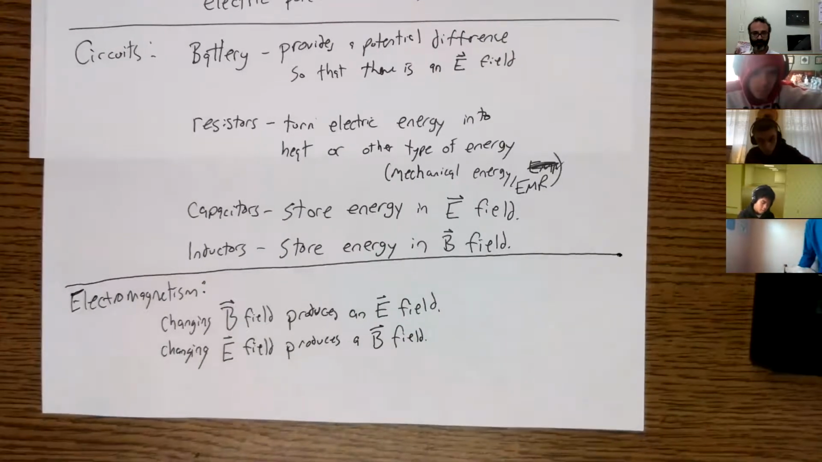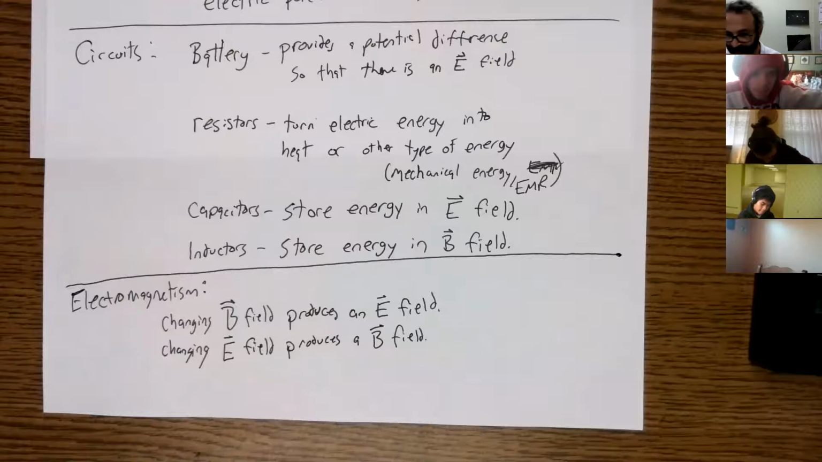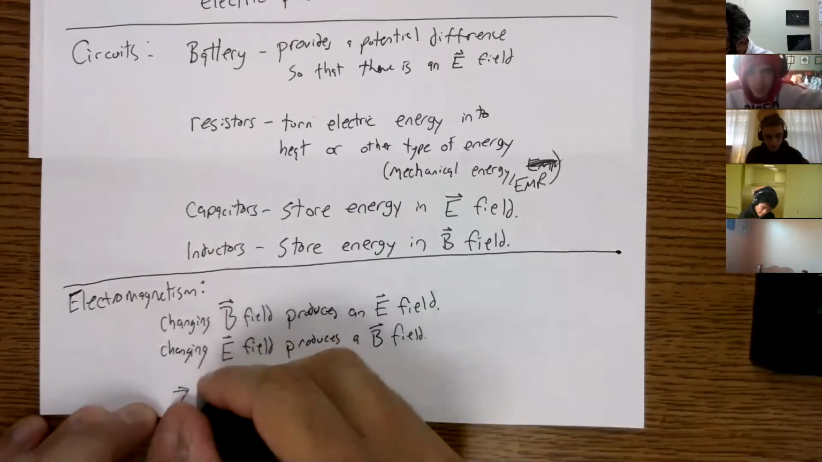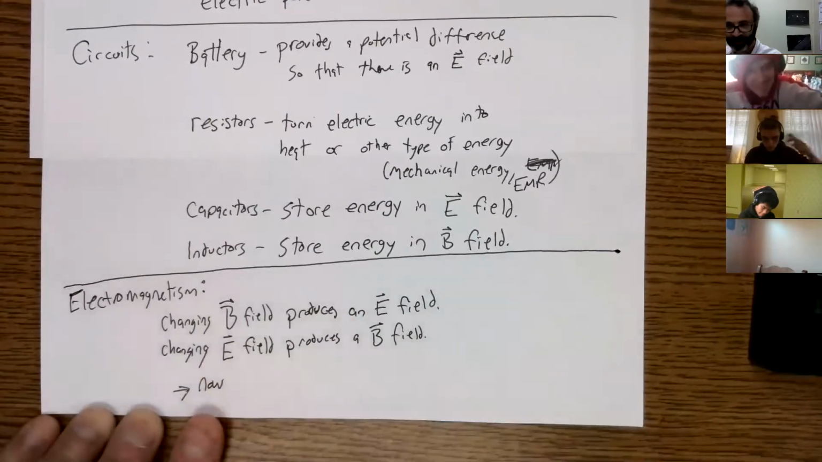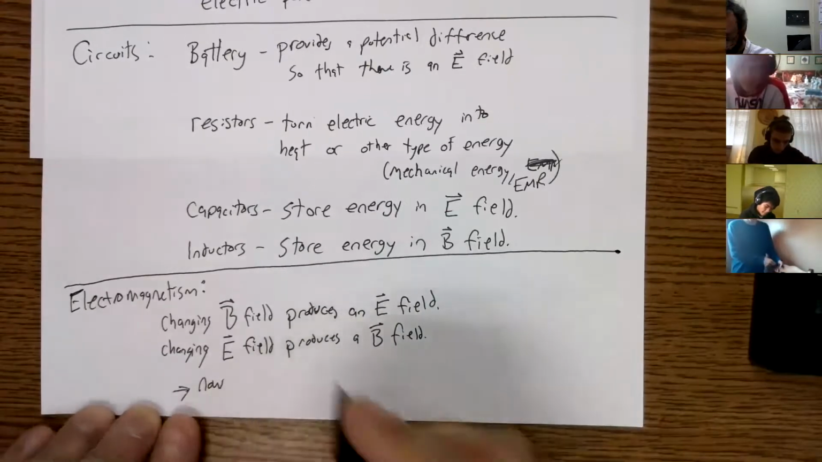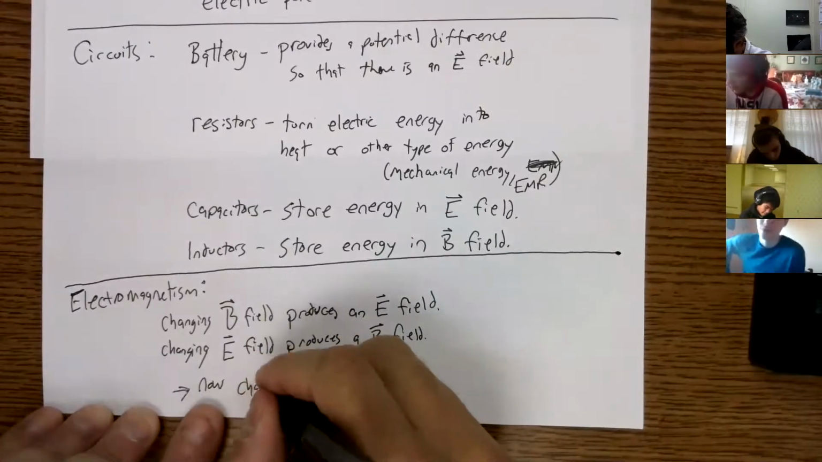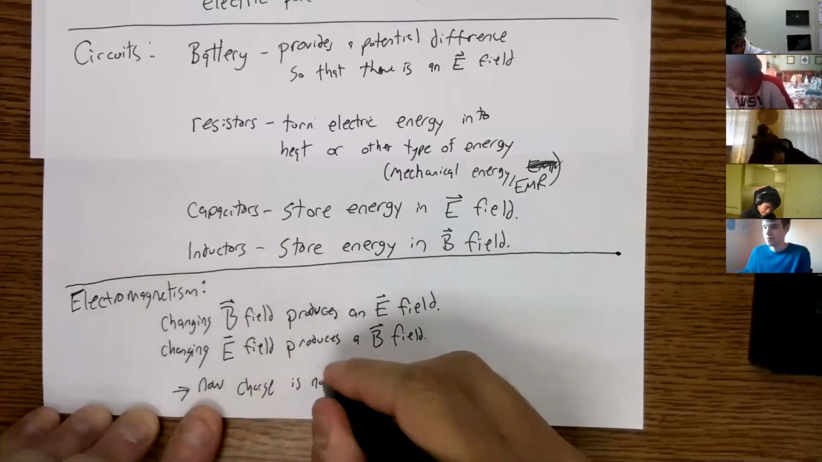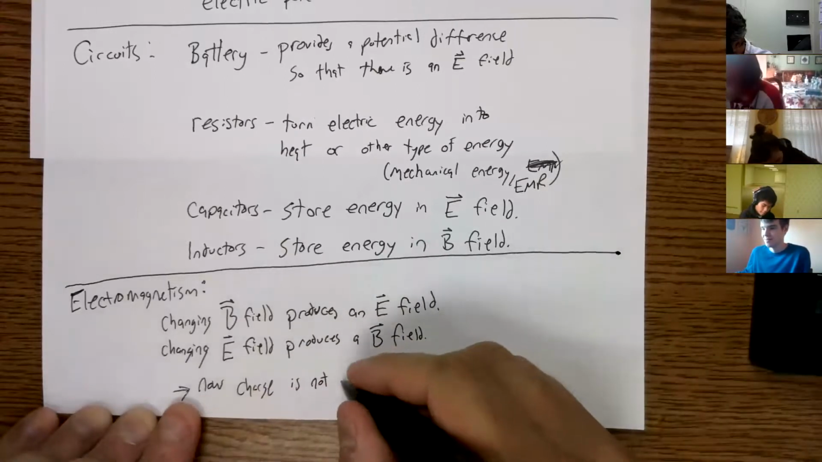If you have an electric field that's changing over time, there's going to be a magnetic field that comes from that. If you have a magnetic field that's changing over time, there's going to be an electric field that comes from that. So if you think about that, that means now you can have these electric and magnetic fields creating each other without any charge. So now charge is not even necessary for these electric and magnetic fields.